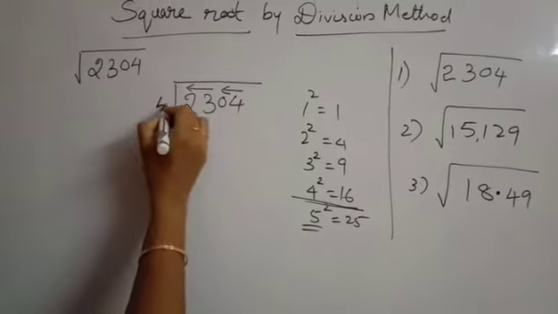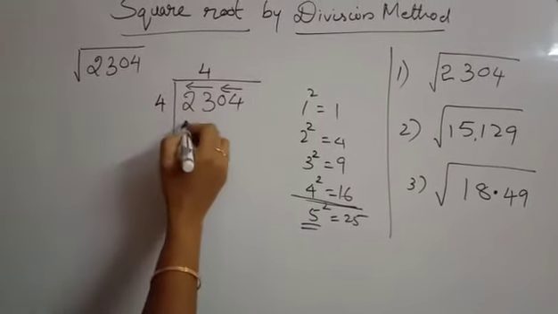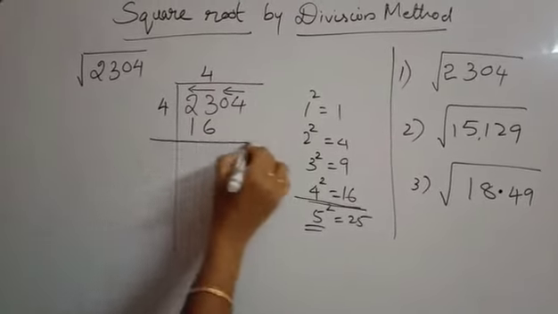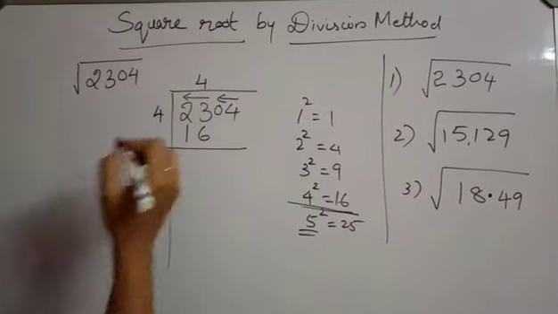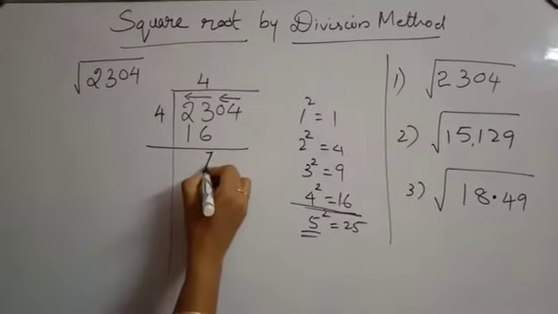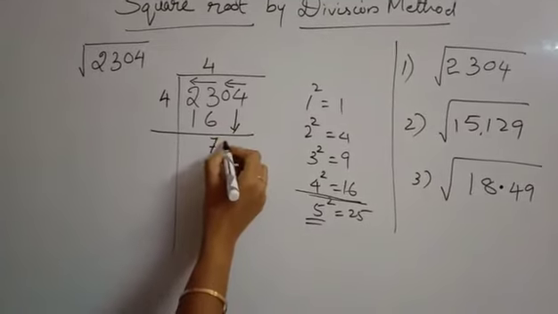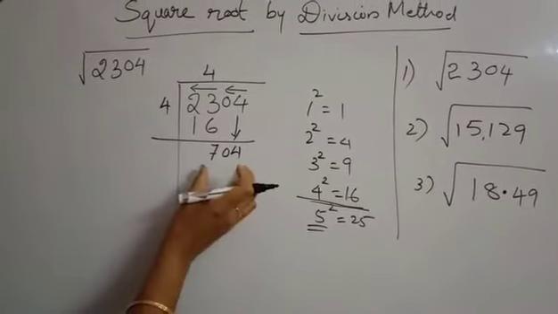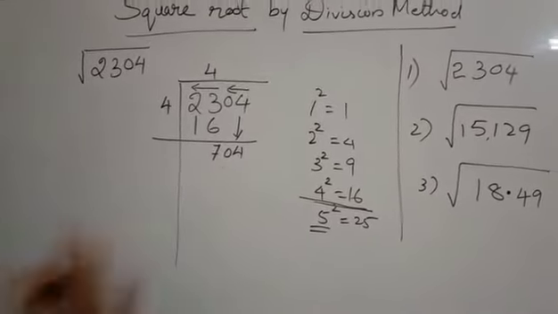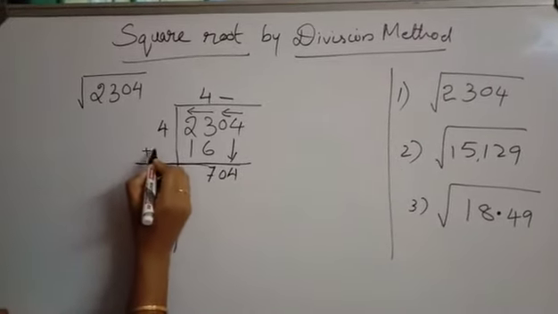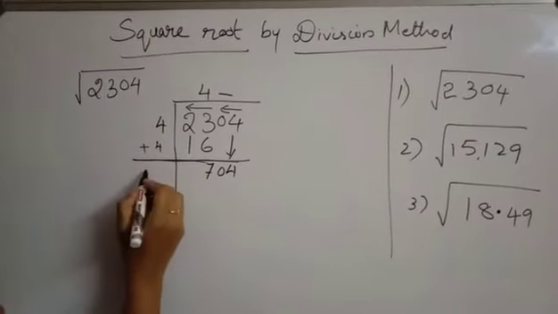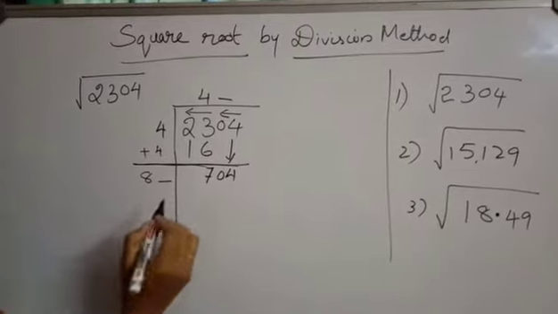So write 4 over here and here 4. 4 fours are 16. Then you need to subtract it as usual. So it's 7. Then bring down the next group, that is 04. So the number will be 704 here. You need to add 4 to this 4. So 4 plus 4 is 8 here and leave a space here.